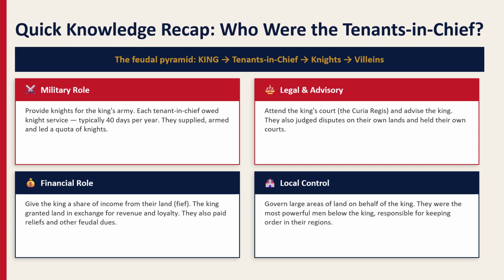Legal and advisory, they attended the Curia Regis, advising the king and holding their own courts to settle disputes. And lastly was local control. They governed large regions on the king's behalf and ensured law, order, and loyalty throughout their territory. Any of these can form the basis of a brilliant 4-mark response.